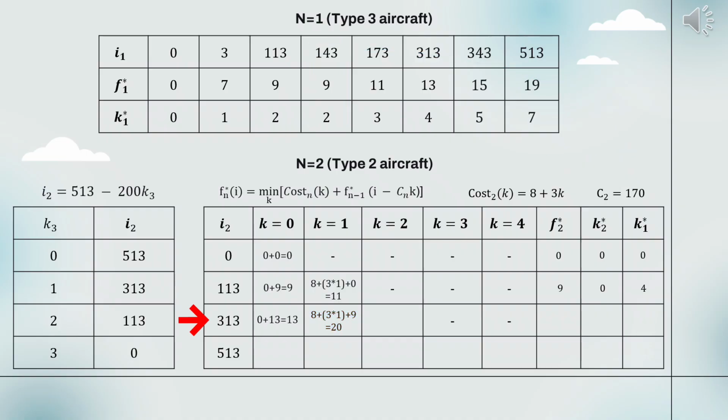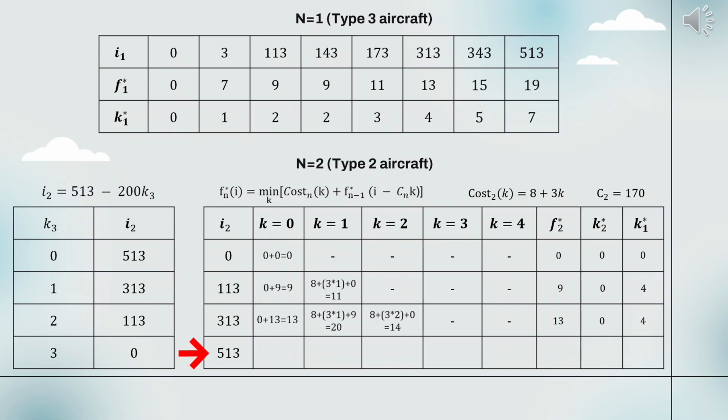If we select 2 Type 2 aircraft, the current cost is 14. The capacity of 2 aircraft is 340, which exceeds the total demand of 313. Thus, the demand is fully covered, we have no remaining passengers, the cost for the next stage is 0, and the total cost is 14. Result: the minimum among 13, 20, and 14 is 13. So, the optimal decision here is to select 0 Type 2 aircraft.